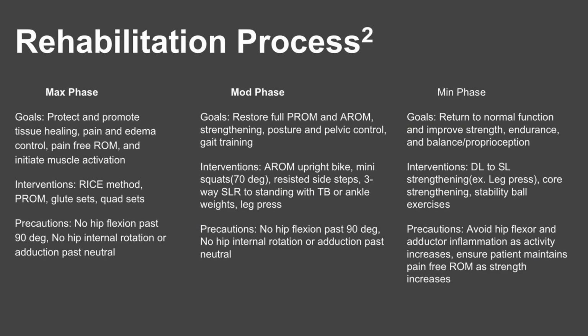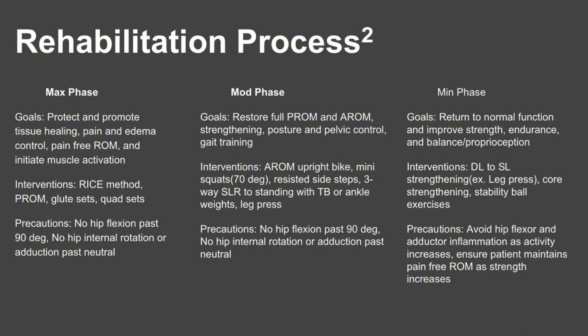We will put the patient on an upright bike. We'll begin mini squats, only to about 70 degrees. We'll do resisted side steps, 3-way straight leg raises, to go to standing, and then ankle weights, and then we'll focus on leg press as well.